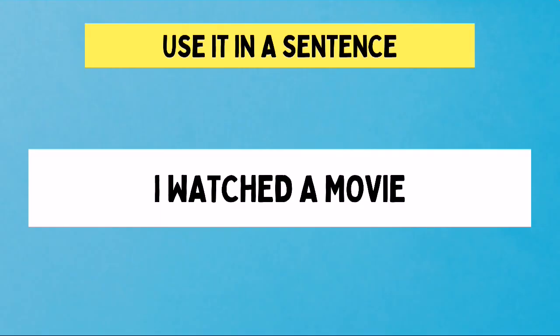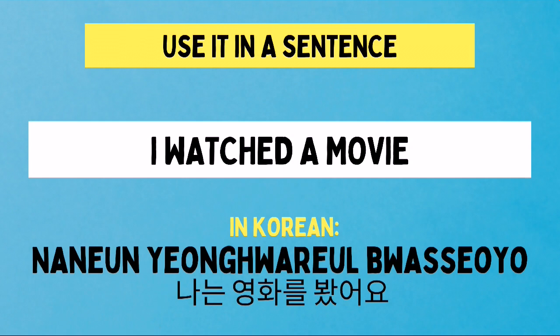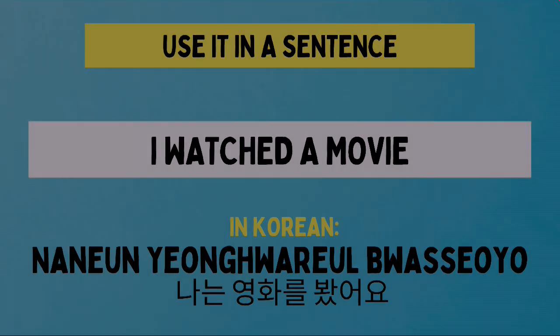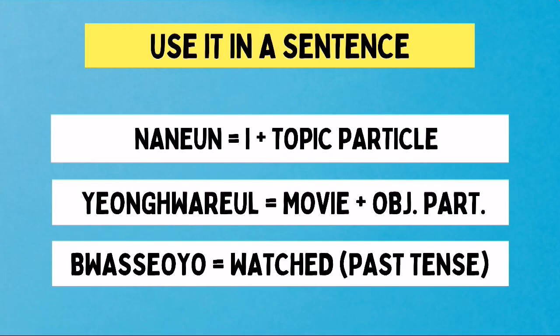Now let's try to look into this example English sentence. It says, I watched a movie. Again, I watched a movie. The Korean translation of this English sentence is 나는 영화를 봤어요. Again, 나는 영화를 봤어요. The first part of the sentence is 나는.